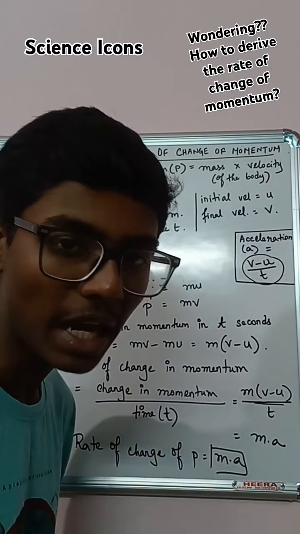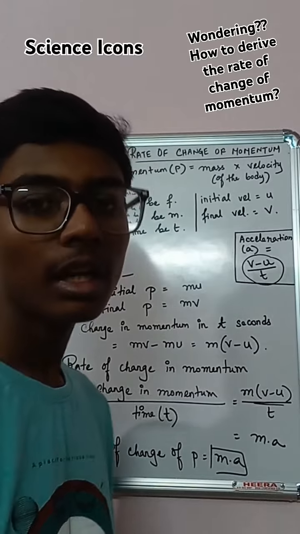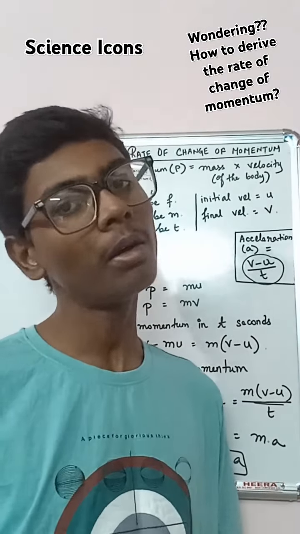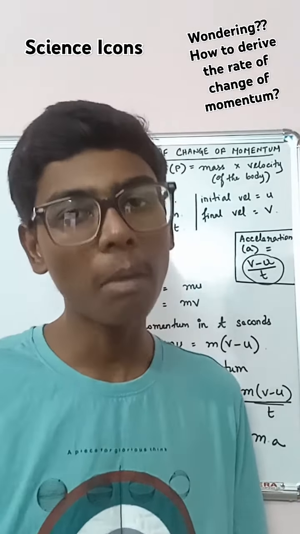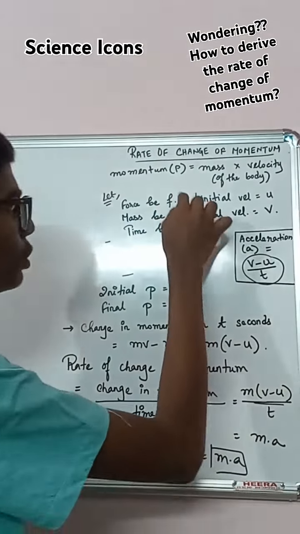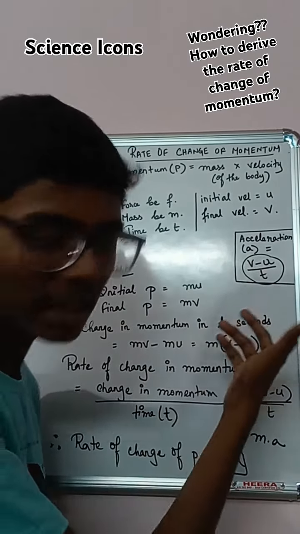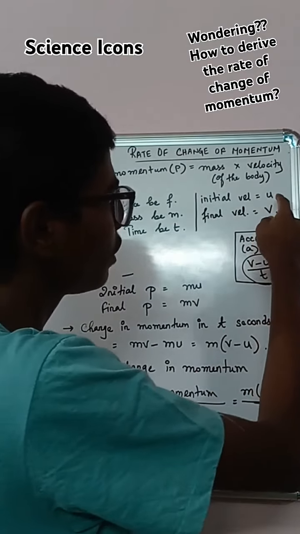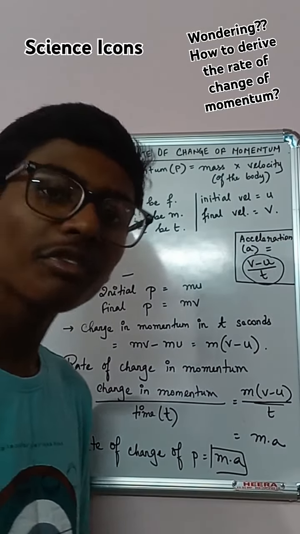If we multiply the mass of an object with its velocity, then the product is going to be your momentum. So what is momentum? Mass into velocity of an object. Now here are some assumptions. We are applying a force which we have assumed to be F. The mass of the body be m for time t seconds, and initial velocity we have taken as u, and the final velocity we have taken here as v.